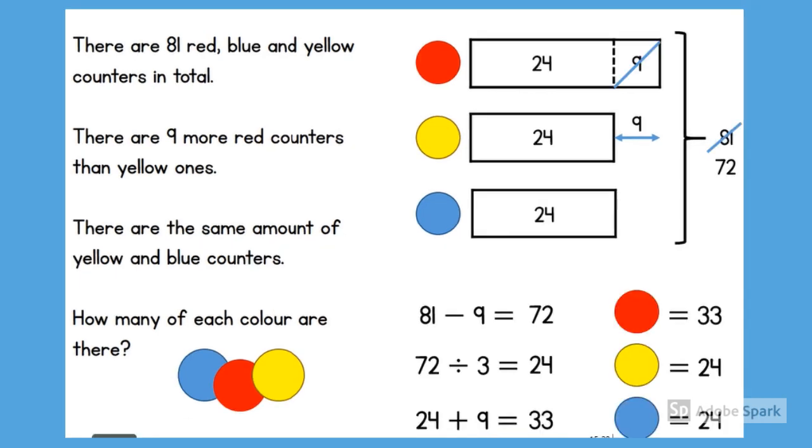So did you get the correct answer? Let's check. First of all, take away the 9 from 81 to give 72. Then you can divide the 72 by the 3 colours, which gives 24. So yellow and blue equals 24 counters, but red had 9 more. 24 add 9 makes 33 red counters.